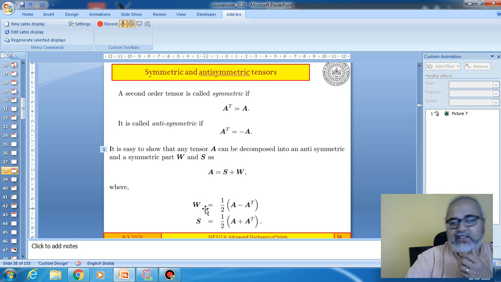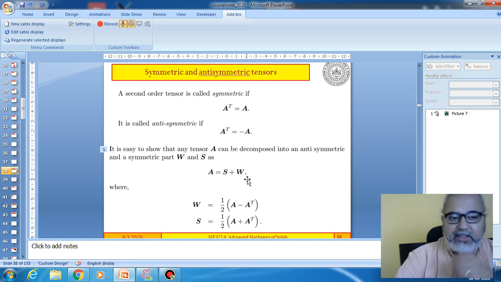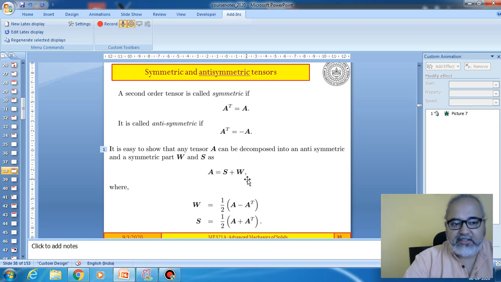There are other kinds of splittings possible. So A can be split up into a symmetric and an anti-symmetric part as shown here. But there are other kinds of splittings possible, which we will deal with later when we learn about stresses and strains.